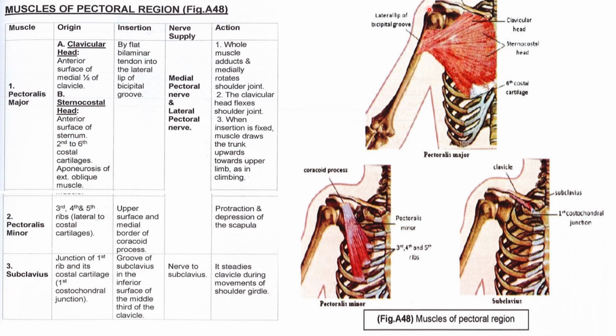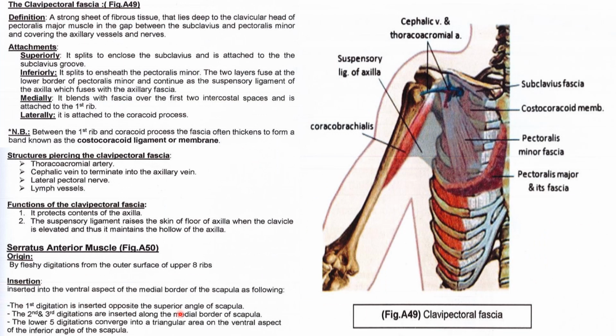Now let's move to the other side. Okay, so let's see the clavipectoral fascia. So we can see here we have the clavipectoral fascia. This is the region of the clavipectoral fascia. Now let's see the definition.